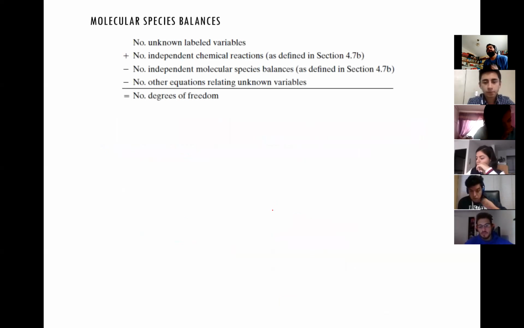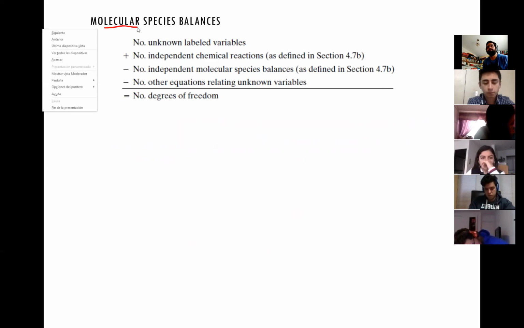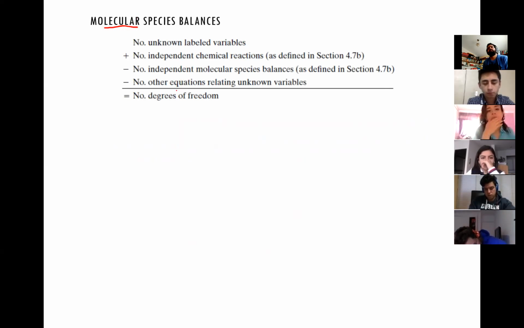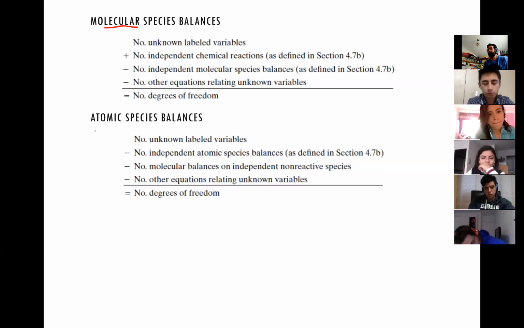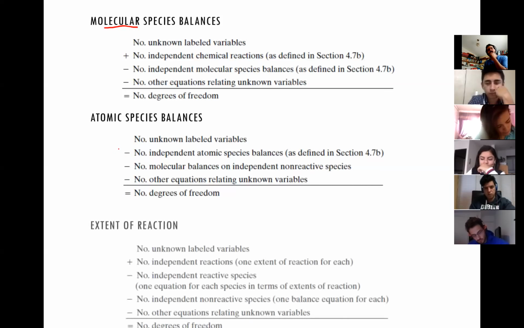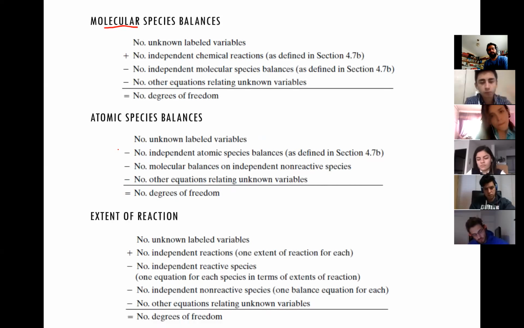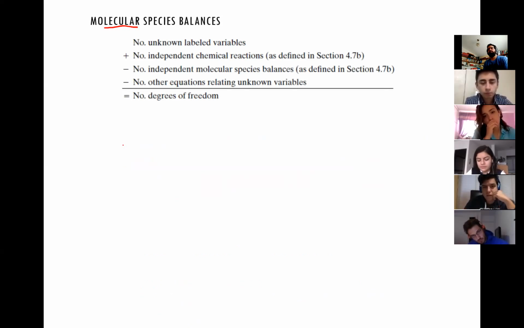Okay. So now how do we calculate the degrees of freedom? We have three different ways of doing it. We have molecular species balances that have to do with the molecules of the components of the compounds. We have the atomic species balances that have to do with the atoms: carbon, hydrogen, oxygen, fluorine, chlorine, and so forth. And we have the extent of the reaction. Okay, so let me go through each one of them.